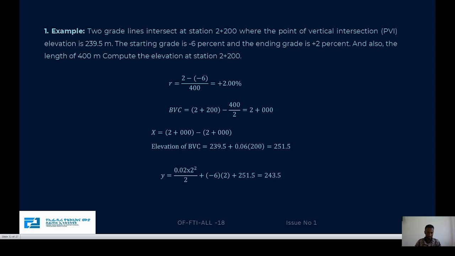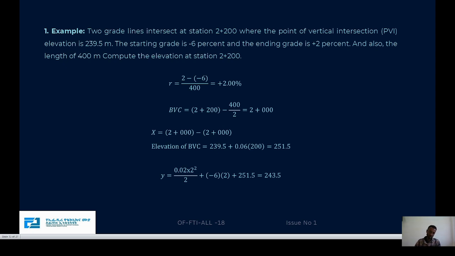Two grade lines intersect at station 2+200, the point of vertical intersection, and the elevation is 239.5 meters. The starting grade is negative 6% and the ending grade is 2%. So 6% is down and 2% is up, which means the curve is a sag curve. The length from the beginning to the end of the vertical curve is 400 meters. Compute the elevation at station 2+200.